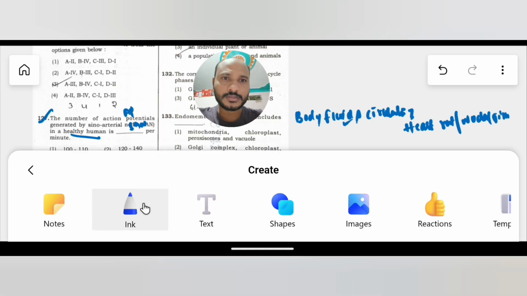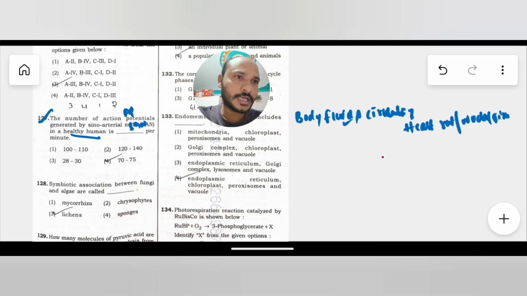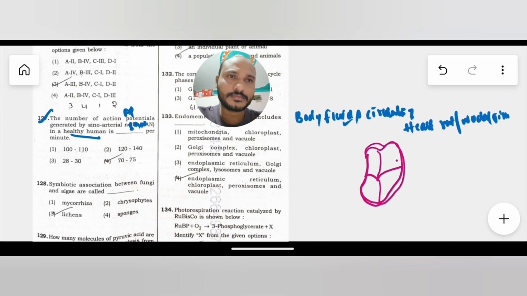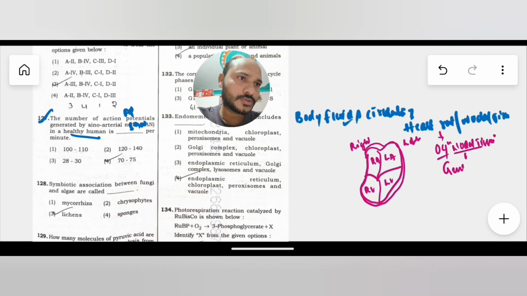Let us analyze this statement in detail. Here I am drawing a simple rough diagram of the anatomy of the heart. We know that the two upper chambers are called atria and the two lower chambers are called ventricles. This side is the right side of the heart, and this one is the left side. Here are the right atrium and right ventricle, left atrium and left ventricle. In the heart there are four very important nodal tissues. These nodal tissues play an important role in generating action potentials, that is, conducting the potentials.